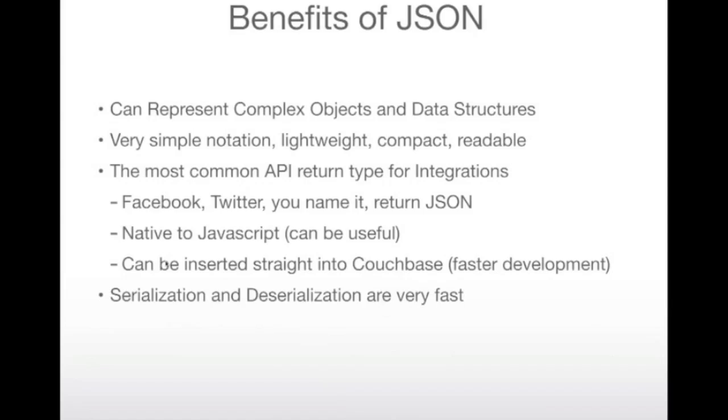And serialization and deserialization of JSON to objects is getting faster and faster. There are numbers of libraries in every language, and they're always improving them. So it's always getting faster because it is so common.